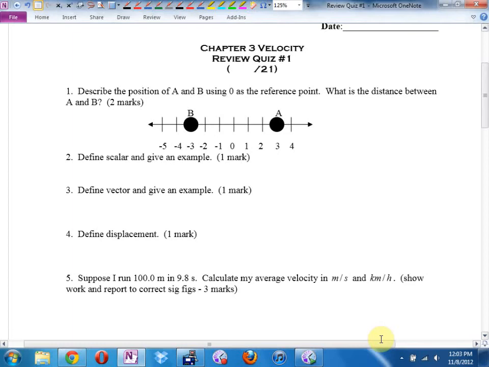Number 1 says, describe the position of A and B using 0 as a reference point. What is the distance between them? I'm going to say a half mark if you said A was something like +3 or 3 to the right or 3 east. A half mark if you said B was something like -3 or 3 left or 3 west, and then the distance between them, 1 mark if you said the distance is 6. 6 what? Well, there's no units on there, so meters, centimeters, I don't know, just 6.